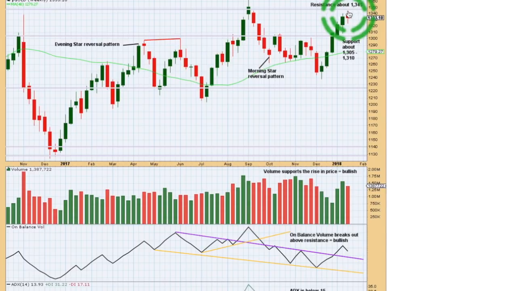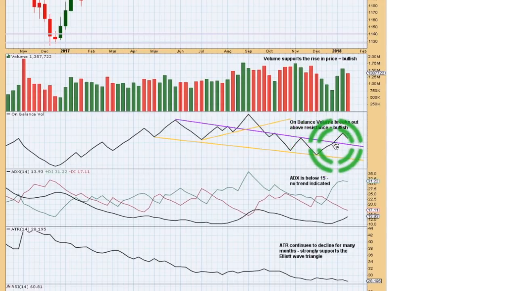It looks like price is hitting resistance about 1345. Down below, if we see more downward movement, there's still that strong area of support about 1305 to 1310. On balance, volume offered us a bullish signal here. It's moved lower. If it comes down lower, we'll expect support at this purple trend line.